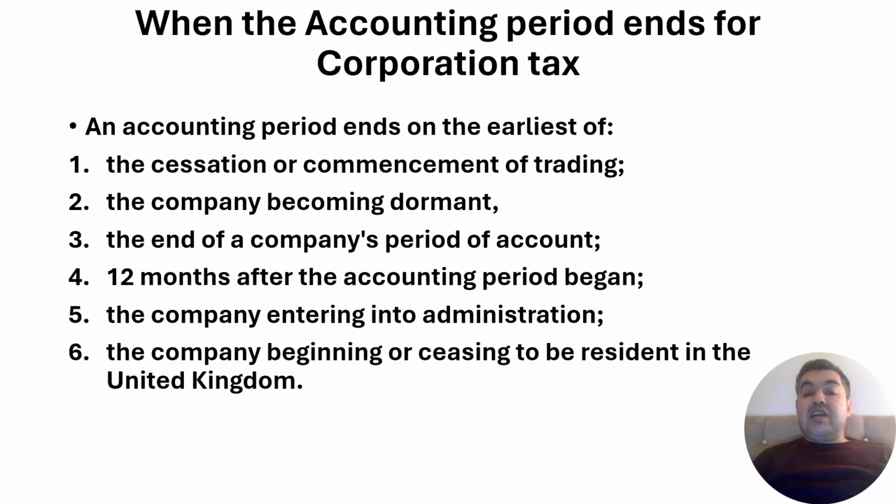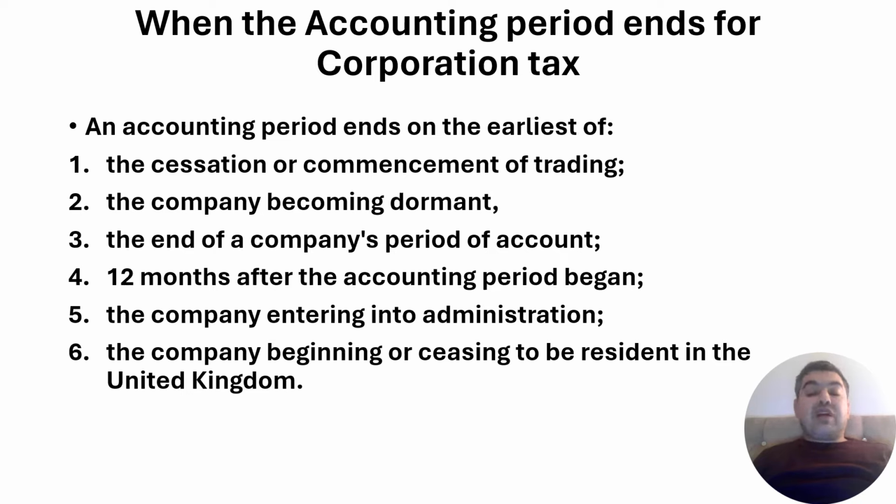An accounting period ends on the earliest of: cessation or commencement of the trading; the company becoming dormant, for example, if the company doesn't do anything, that is called a dormant company; the end of the company's period of accounts, obviously, if a company's accounting period ends, that will also be the end for corporation tax as well; and 12 months after the accounting period begins. For example, if a company was just recently set up, from the start of the trade you need to take 12 months. That will be the end of the accounting period for corporation tax.